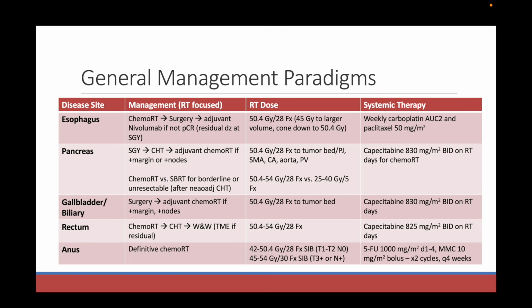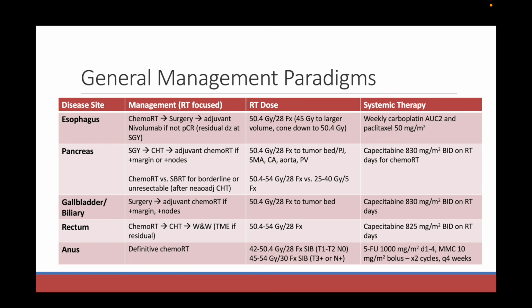So for esophagus, we can do chemoradiation up front, followed by surgery. And then if patients do not have a pathologic complete response, meaning they still have residual disease at the time of surgery, then we give adjuvant nivolumab after surgery. And that's the radiation-focused management for esophagus.